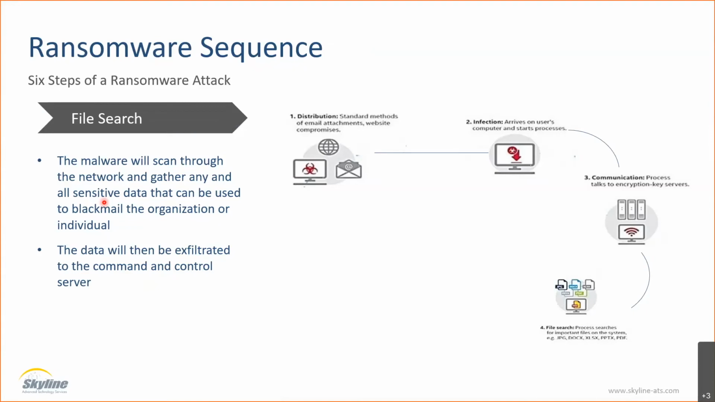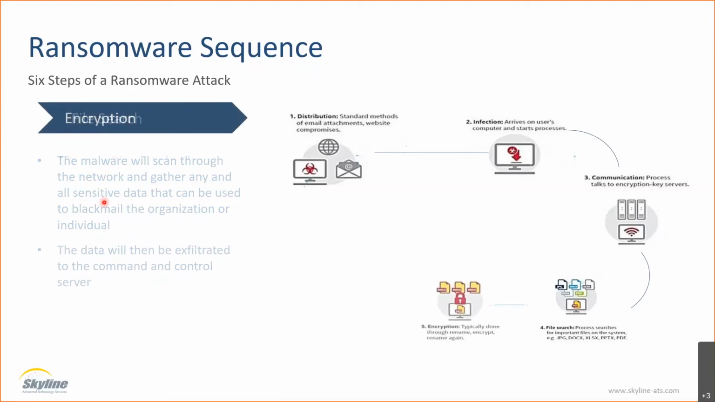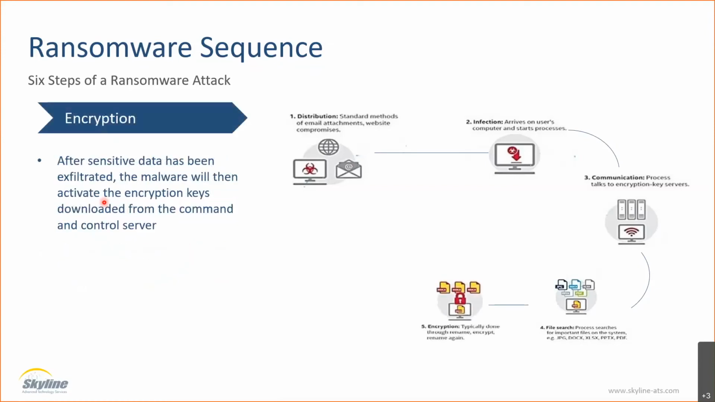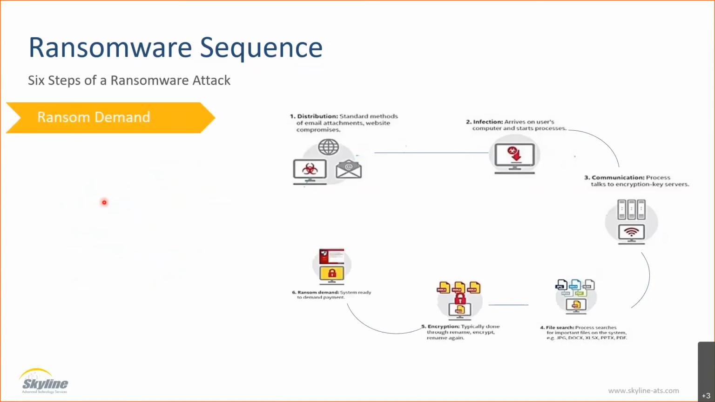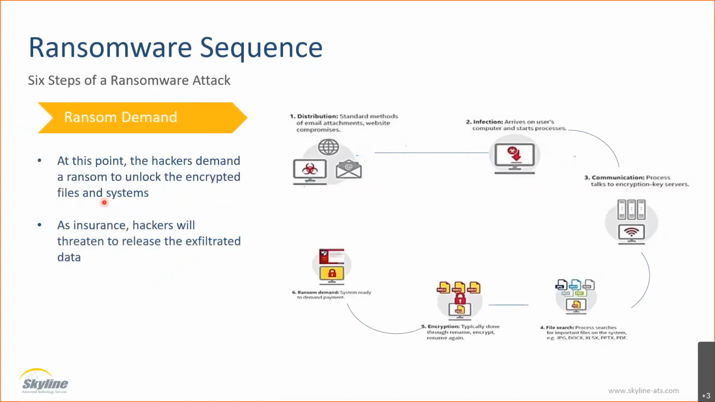In the case of Colonial Pipeline, before they demanded the ransom, they stole over a couple of hundred gigs of data and sent that to their command and control servers. And if the company refuses to pay, they threaten to release the compromised data. Once they've stolen all the data that they think is useful, they'll encrypt the files, and then they will demand the ransom. As insurance, the hackers will threaten to release the exfiltrated data.